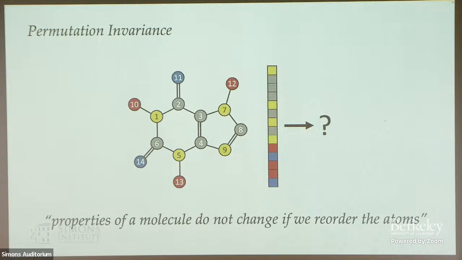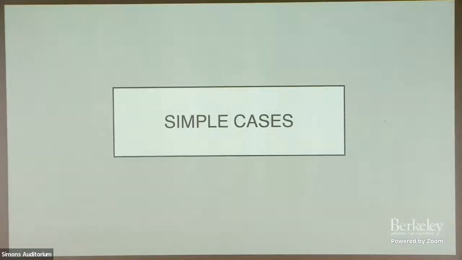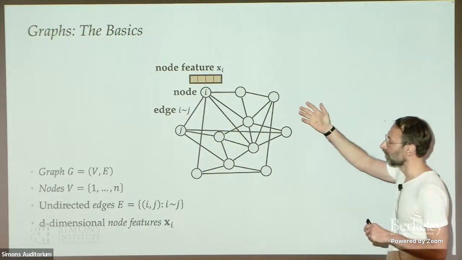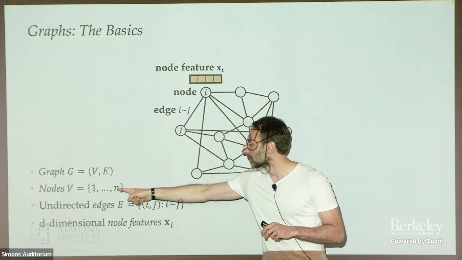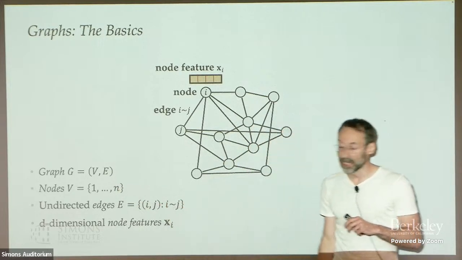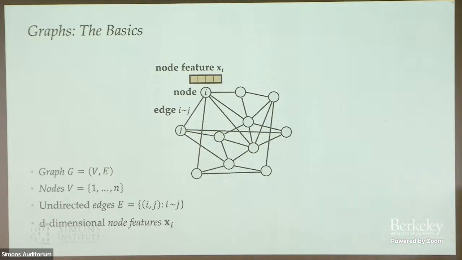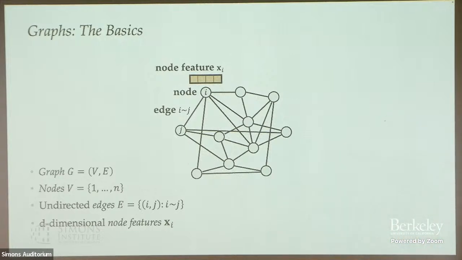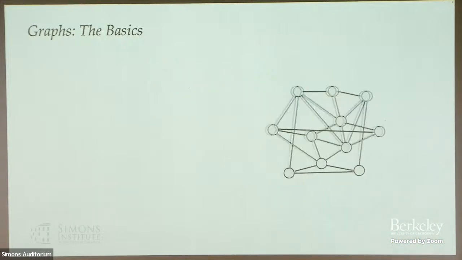So let's consider a few simple cases, and we'll see some of the difficulties that we will encounter when we talk about foundation models. In a simple case, we consider undirected graphs. Mathematically, a graph is a collection of nodes and edges. We assume n nodes indexed from 1 to n. The edges are undirected, basically unordered pairs of nodes. And we assume that each node is equipped with a d-dimensional feature vector that we denote by x_i, i being the index of the node. As we've seen, the ordering of the nodes is arbitrary.